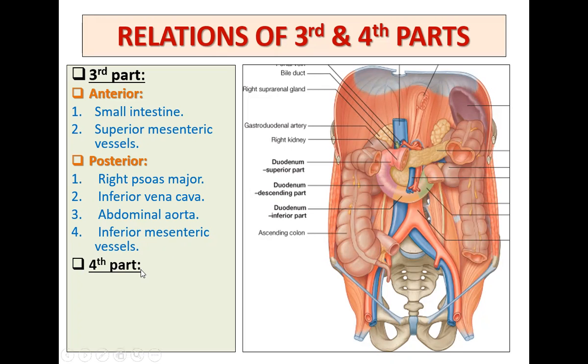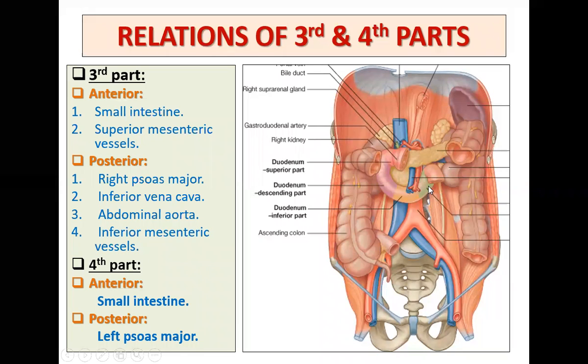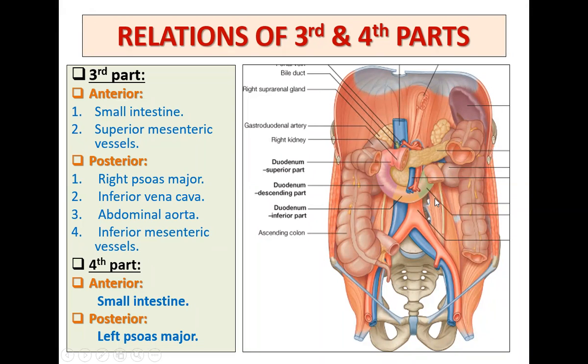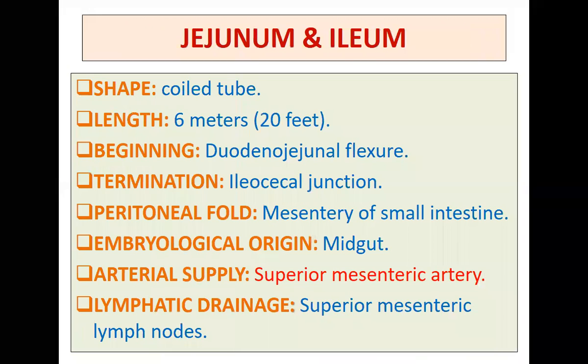Okay. Coming to the fourth part, which is a short, ascending part. Anteriorly, it is related to the small intestine, just like the third part. Posteriorly, it is related to the left psoas. If you see here, this is the fourth part, which is related to the psoas major muscle, which comes below and joins with the iliacus, and it forms the iliopsoas muscle. So here is the psoas muscle, in posterior relation. So these are some of the important relations of the duodenum.